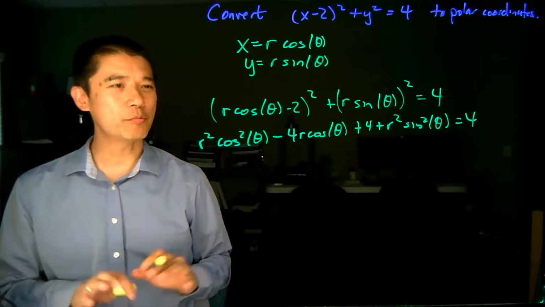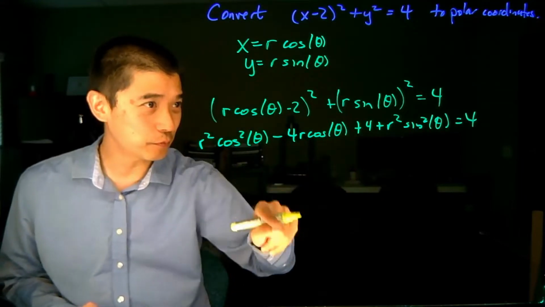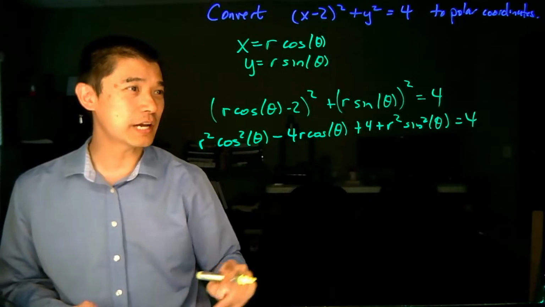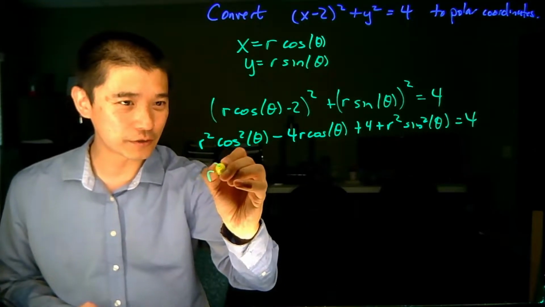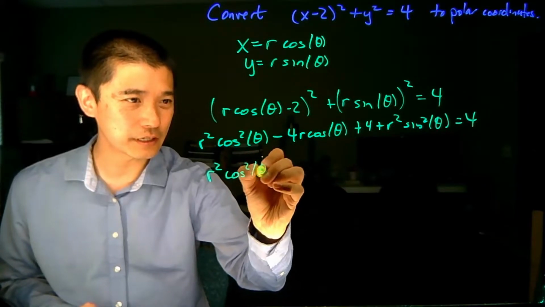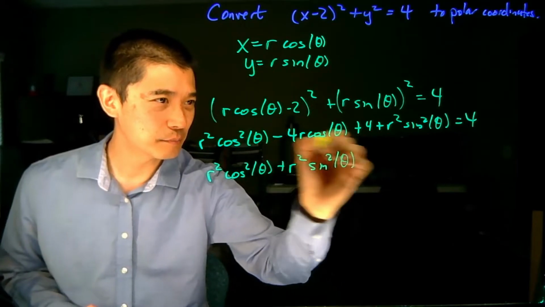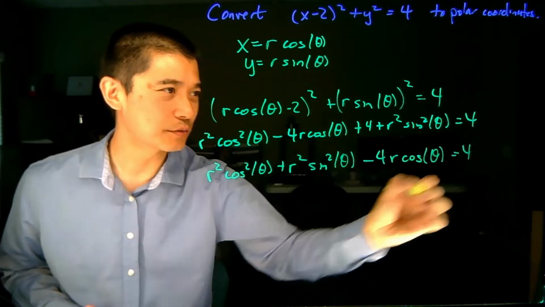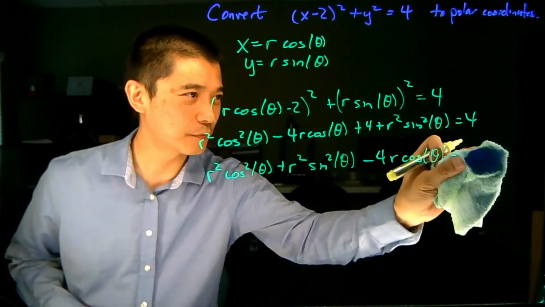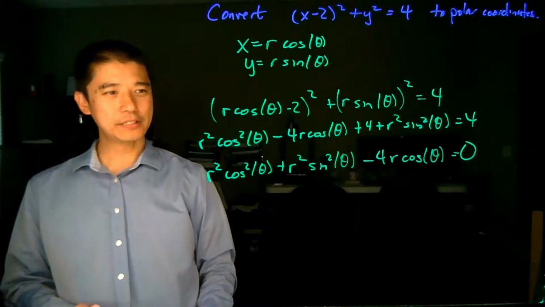Once we get to this point, we have to let our algebra instincts take over. We have a 4 and a 4 here, so we can subtract 4 from both sides, and those will cancel out. And let's move these two terms together. R squared cosine squared theta plus r squared sine squared theta minus 4r cosine theta is equal to, oops, equals 0. The 4 is canceled out. Right. Okay, well, let's see what we can do.